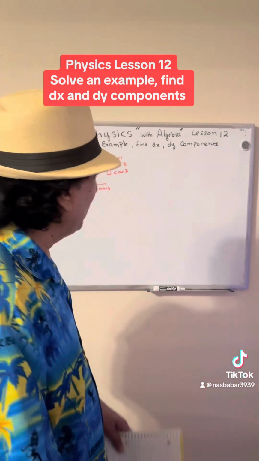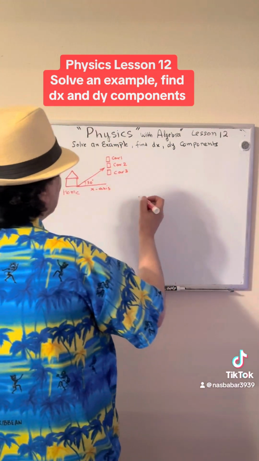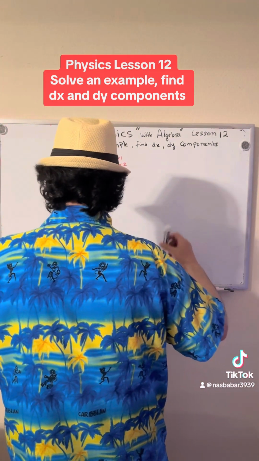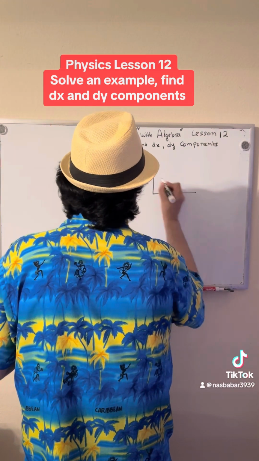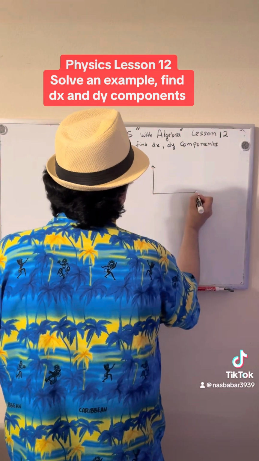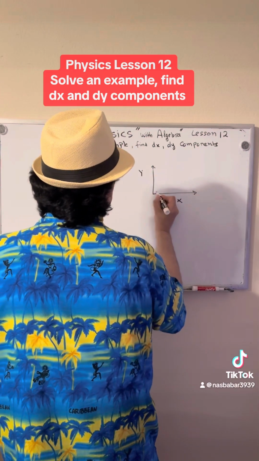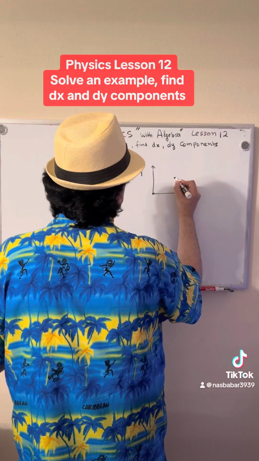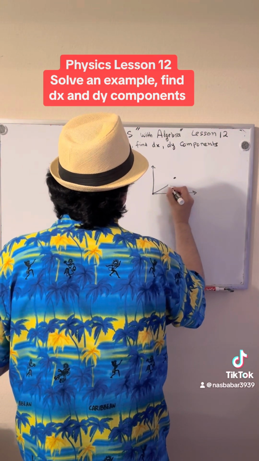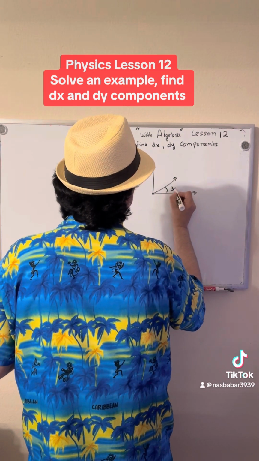So I'm going to elaborate on that and show you. So let's see, this is my y-axis. This is my x-axis, right? X-axis, y-axis. Let's say this is my home. This is my car parked right here, okay? And this angle is 30 degrees, okay?